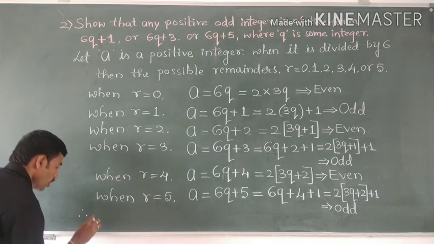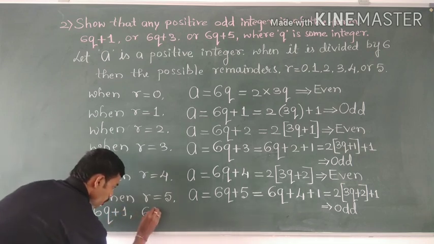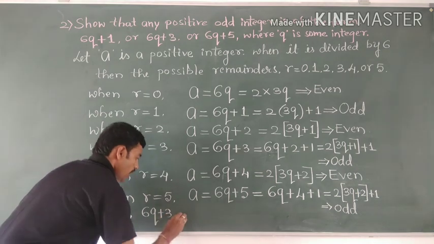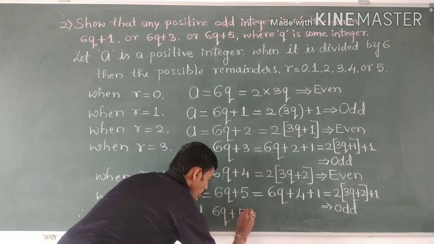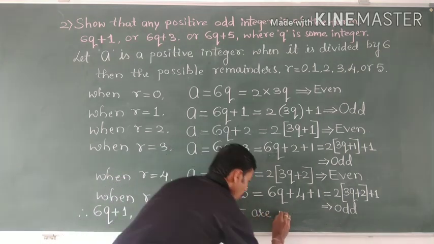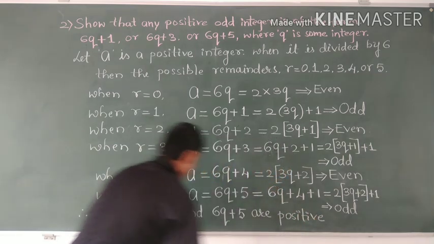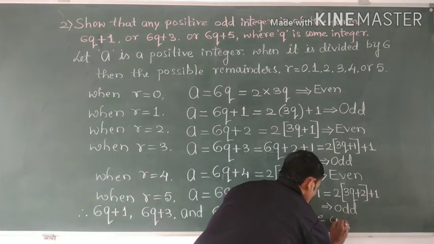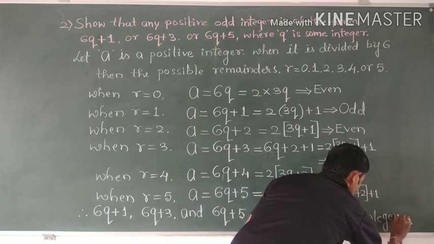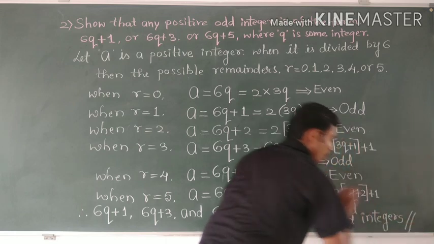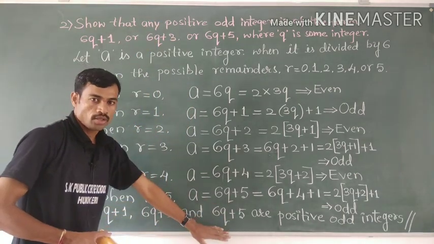Therefore 6q plus 1, 6q plus 3 and 6q plus 5 are positive odd integers. It is proved. Hence proved. I hope students you all understood this one.